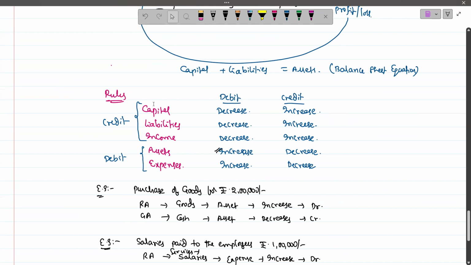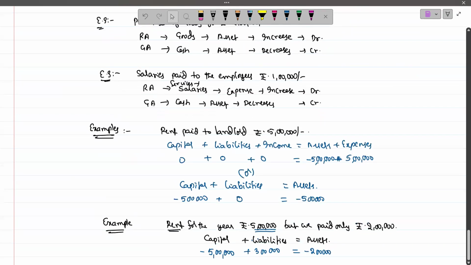And coming to the rules. The capital rule is: increase in capital is credited, decrease in capital is debited. An increase in liability is credited, decrease in liability is debited. Increase in income is credited, decrease in income is debited. An increase in asset is debited, decrease in asset is credited. An increase in expenses is debited, and a decrease in expenses is credited.